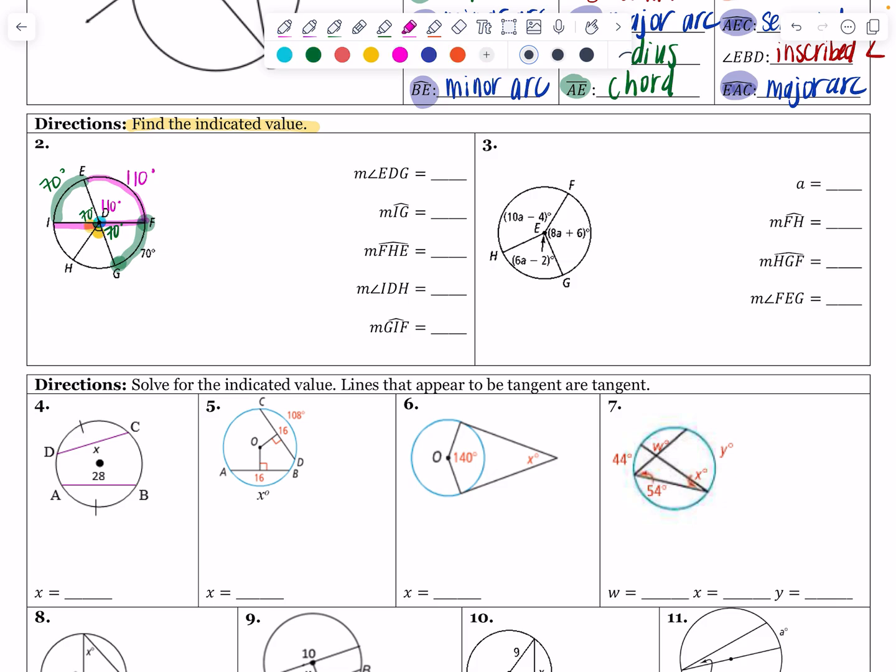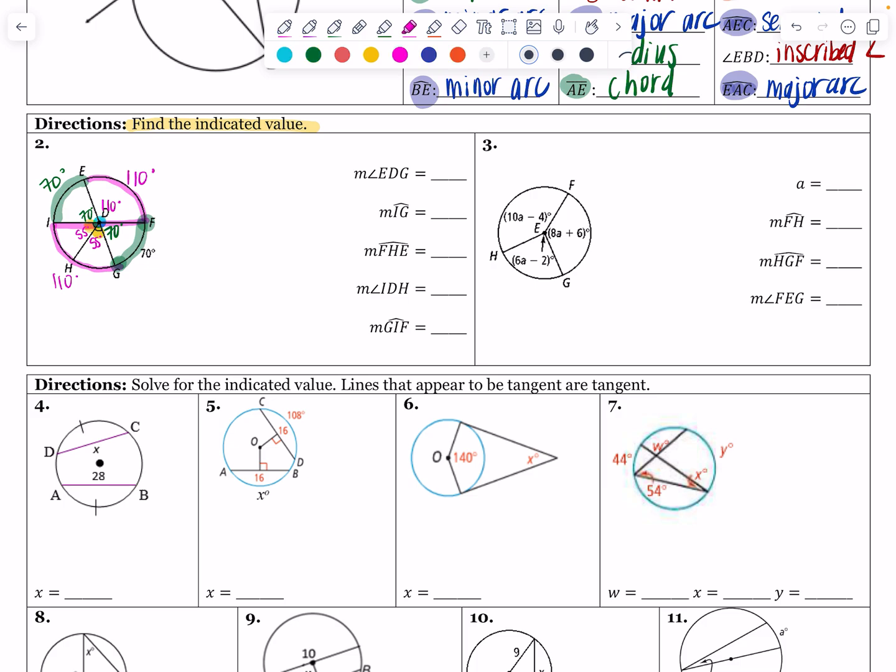This pink arc is also going to be 110 degrees, and each of these angles is going to be 55 because they're marked as congruent. And so that whole angle would be 110, but each of those is 55. So I've already filled in anything they could ask me for now. I have all of the values in the picture that I could possibly need.